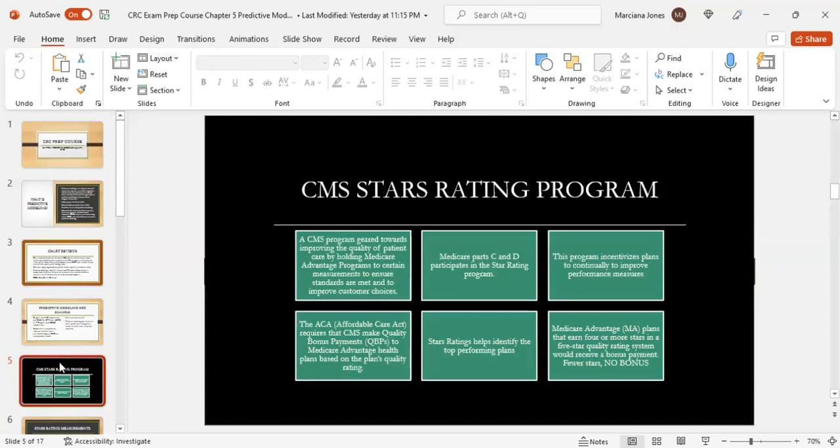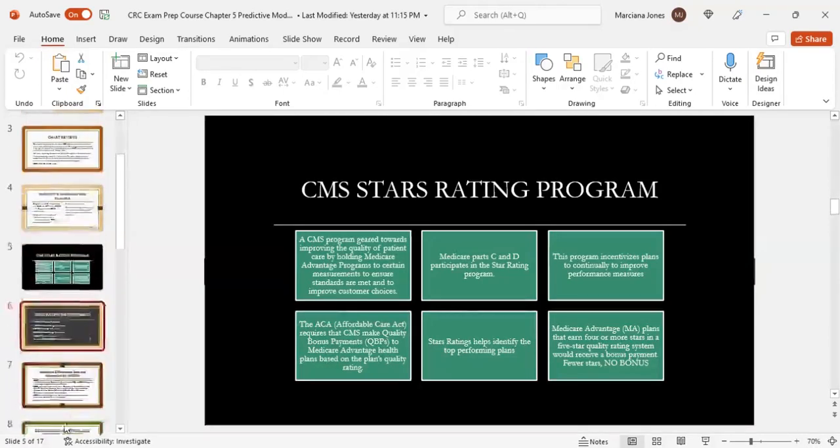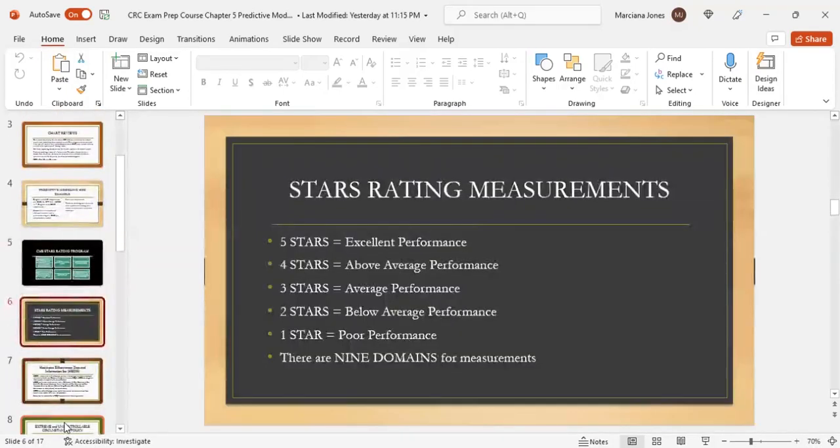So if people are trying to pick a Medicare Advantage plan, they can see which plan has the top ratings and choose from there. Medicare Advantage plans that earn 4 or more stars in a 5-star quality rating system will receive a bonus payment. Fewer stars than 4, there's no bonus. So here are the STARS rating measurements.